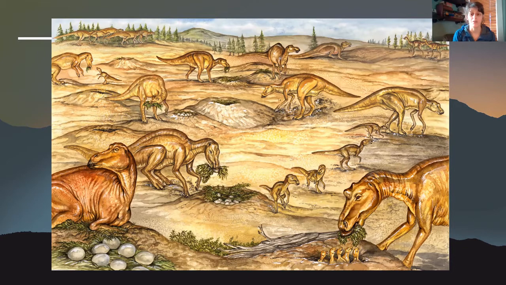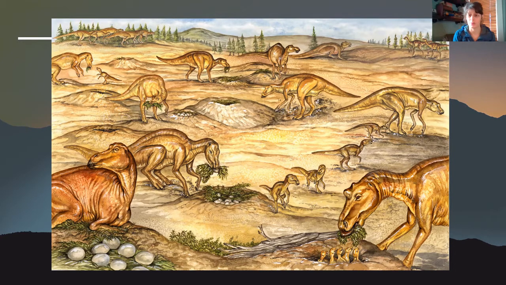And so we have the fossil remains of this nesting site. And so we get to know what the nests look like, but there's also a lot of other important information. Like we can look at how far apart the nests are, and that can tell us something about whether or not the parent dinosaurs were staying around and watching over their eggs.